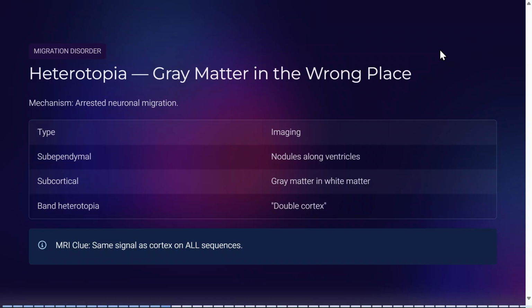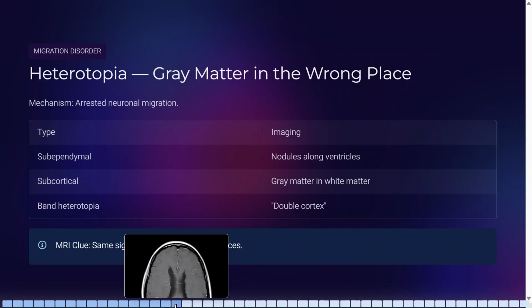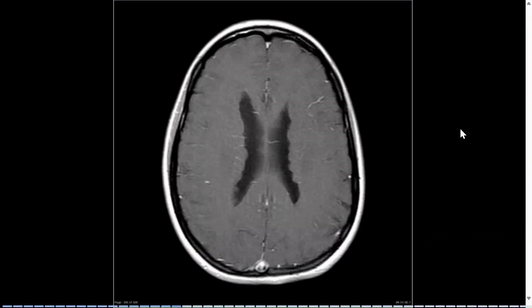So let's have a look at one image. Okay, so here we can see that the ventricular surface appears irregular, symmetrical, bilateral. And this is a contrast study. We cannot see any contrast enhancement in the nodules seen along the subependymal region. And these are following the signals of gray matter, i.e., cortex. So, what is this? This is basically subependymal heterotopia.